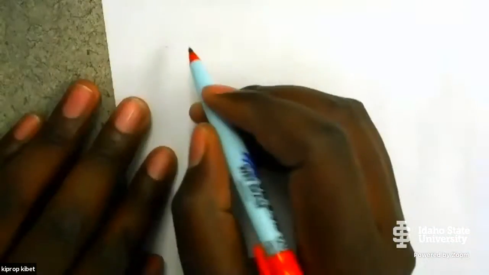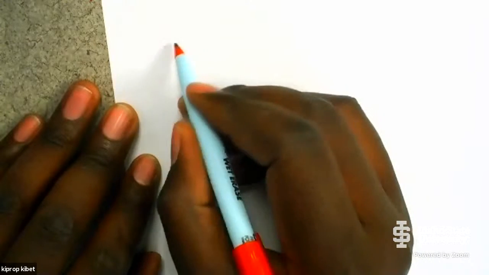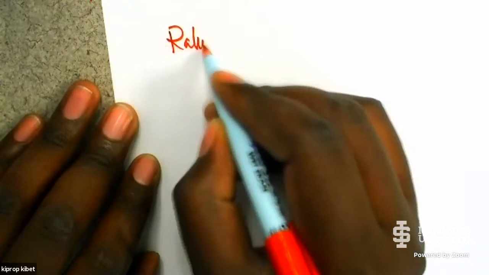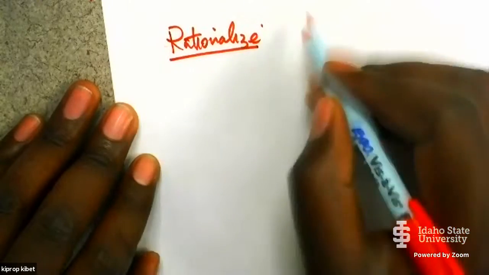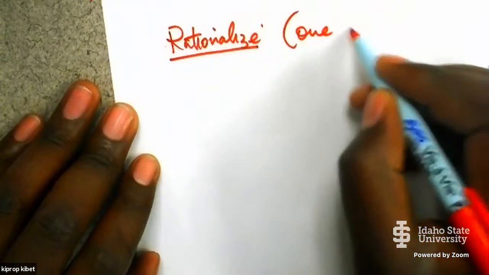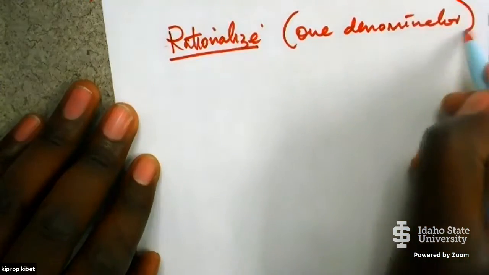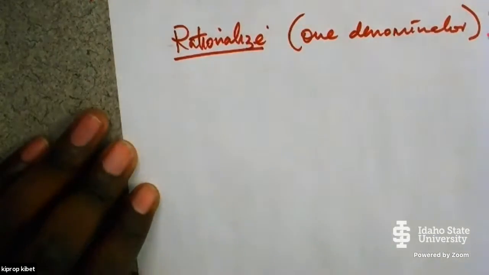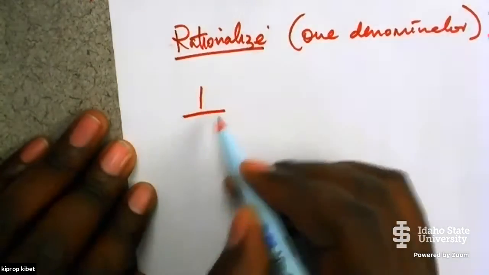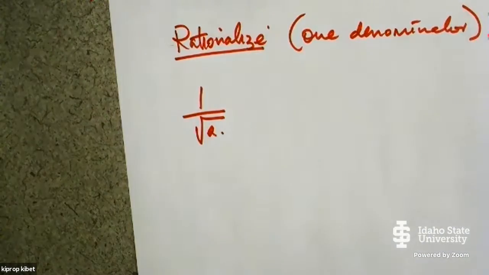Now, if you are given a fraction to rationalize, if we have one radical in the denominator, for example, 1 all over the root of a, 1 all over the root of a.